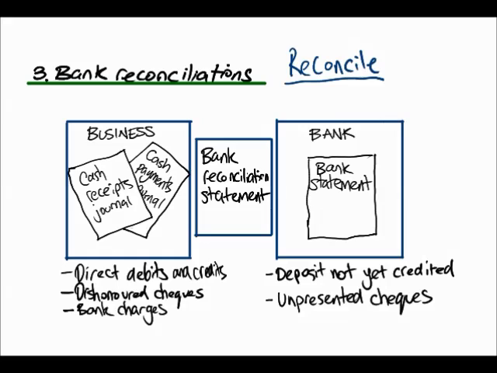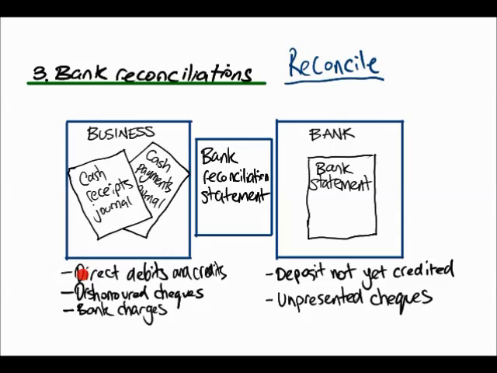Now, I should say in your business, we're talking about the cash receipts and the cash payments journal. They're the main 2 reports we're talking about. Now we need to quickly look at why these 2 things would be different. In your business, you've got cash coming in and cash going out, and in your bank account, you've got cash going in and cash coming out as well. So in theory, they should be exactly the same, but they're not, and there are a few reasons why.